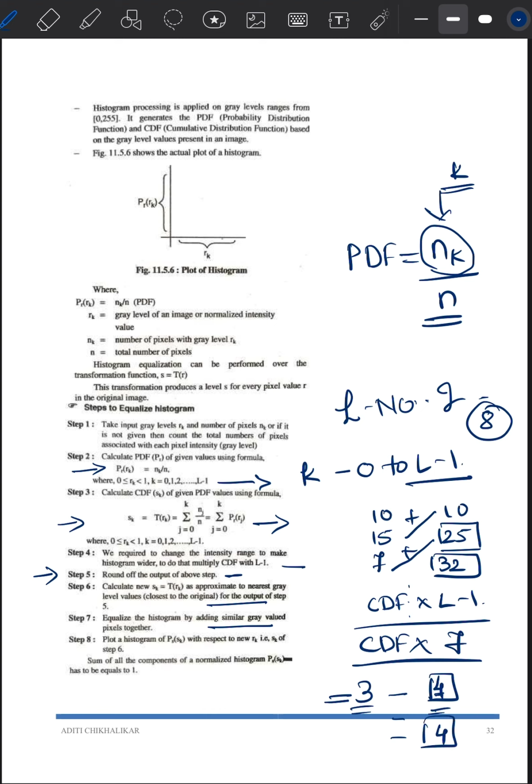Okay. And then what we do is we plot. Then what we do is we just plot the histogram as per the new values. So in histogram, here the gray levels will come. Okay, and here the frequency will come or your NK will come. Okay, that's it about histogram equalization.